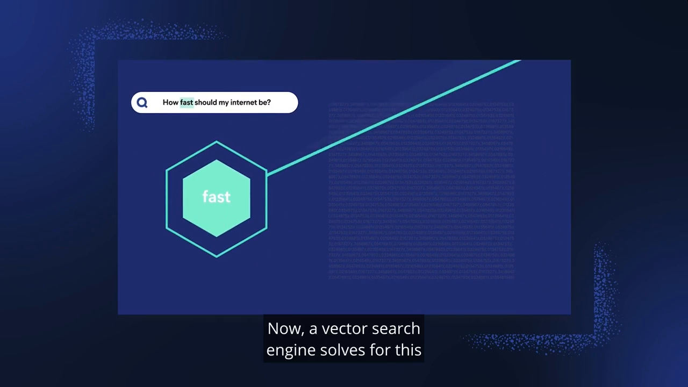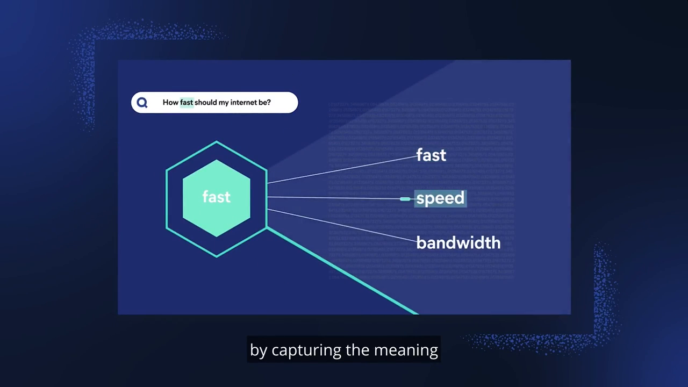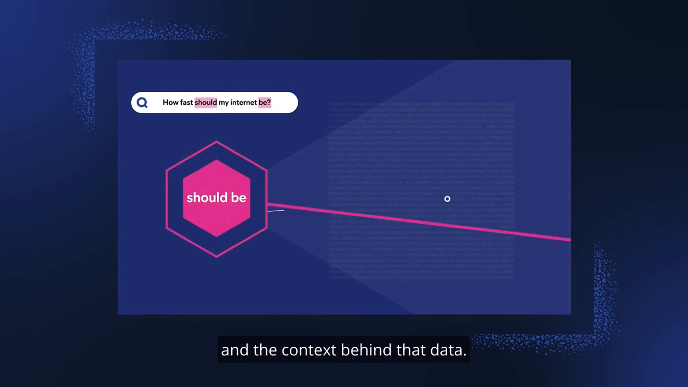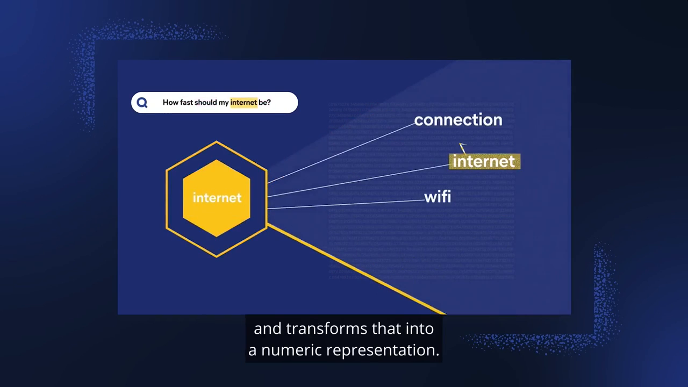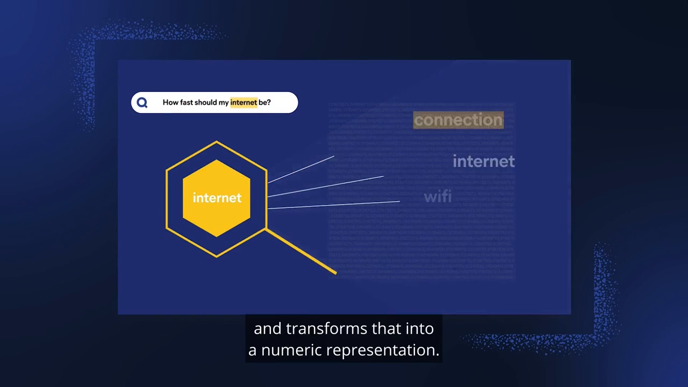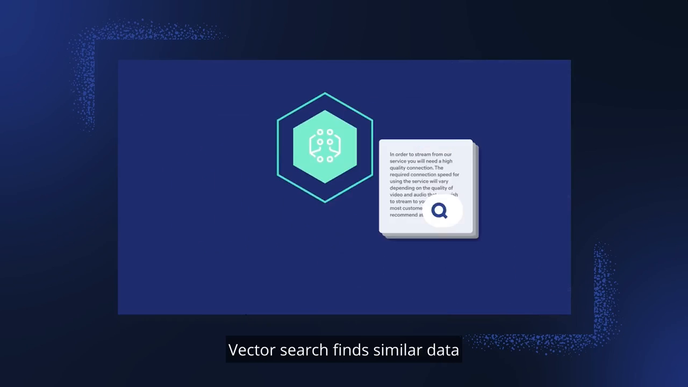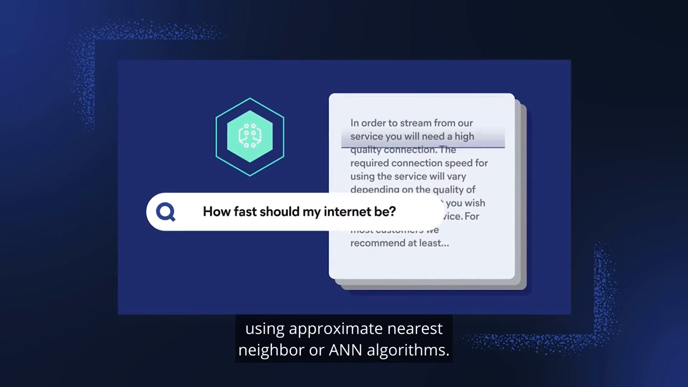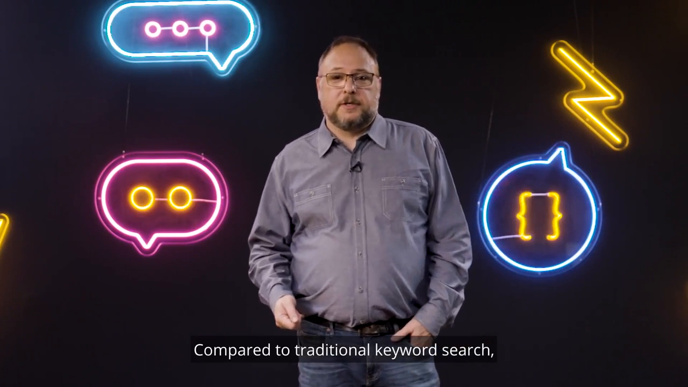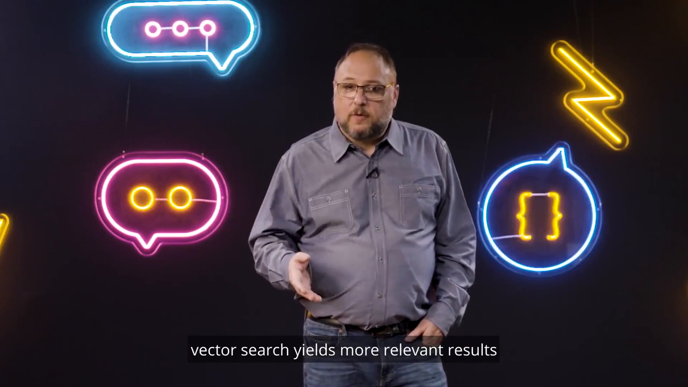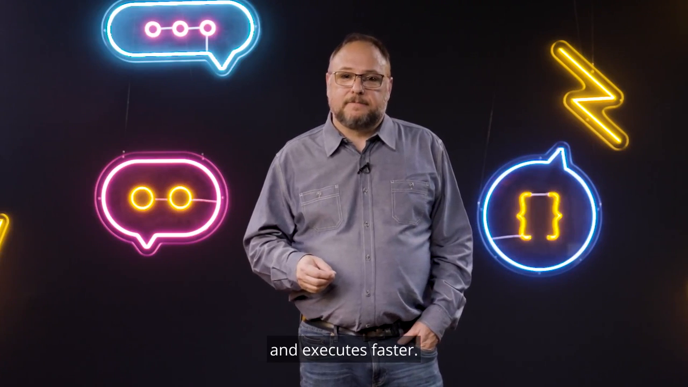Now, a vector search engine solves for this by capturing the meaning and the context behind that data, any unstructured data, including text and images, and transforms that into a numeric representation. Vector search finds similar data using approximate nearest neighbor, or ANN algorithms. Compared to traditional keyword search, vector search yields more relevant results and executes faster.